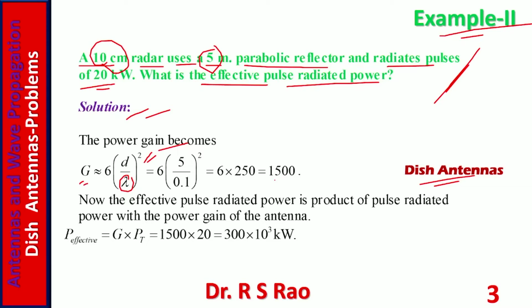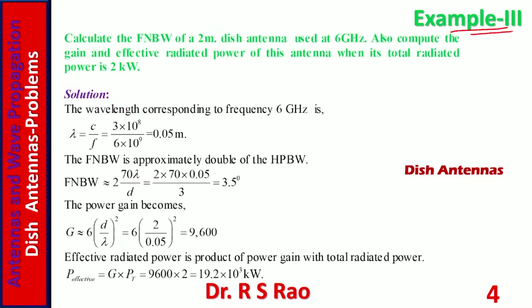In the present case, it turned out to be 1500. This is the power gain of the antenna. Now the effective pulse radiated power, we are asked to find out this particular quantity. It is the product of pulse radiated power with the power gain of the antenna. Gain of the antenna is 1500. Radiated pulse power is given as 20 kilowatt. Multiplying these two, we will be getting 300 into 10 power 3 kilowatts. This is the answer.